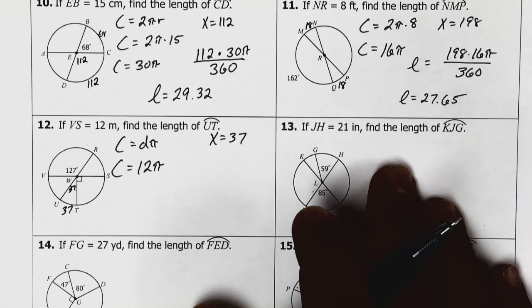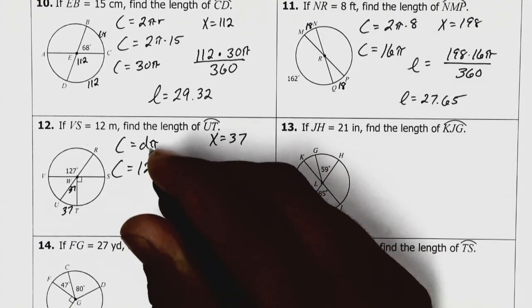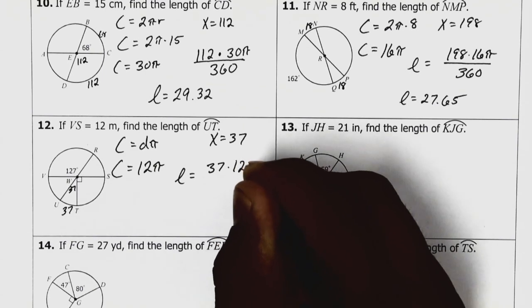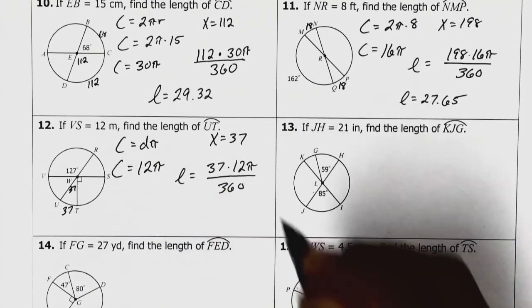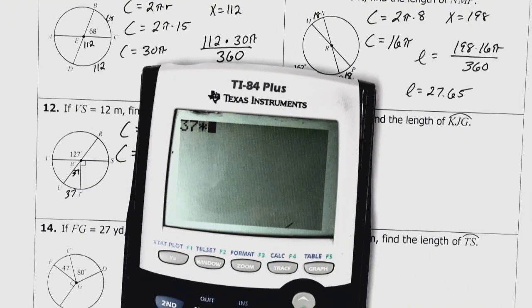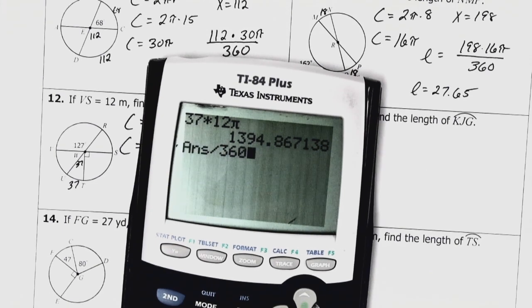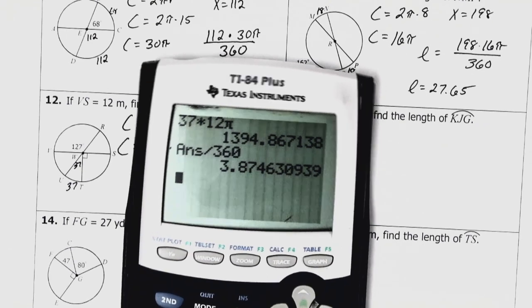All right, so using the formula, L equals 37 times my circumference, which is 12 pi, divided by 360. So 37 times 12 pi, divide that by 360, and there it is, 3.874, which rounds up to 3.87.